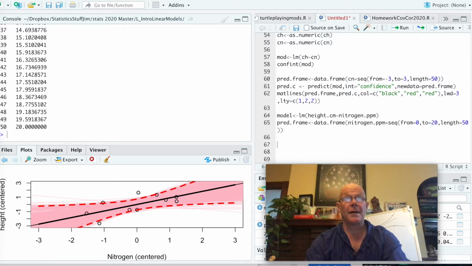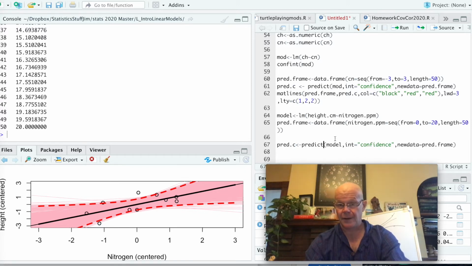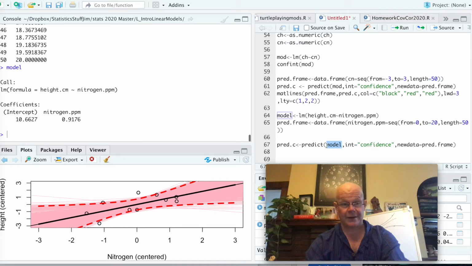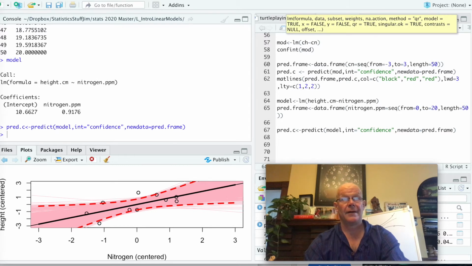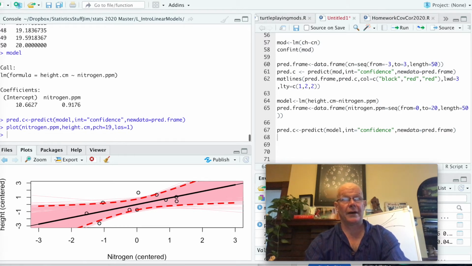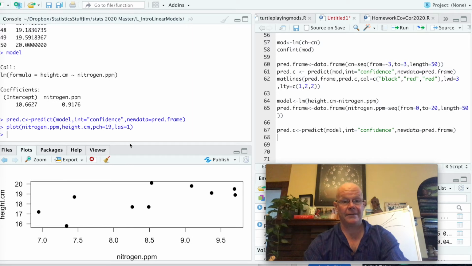And so I can come up with then the confidence interval around that. So I'm going to predict the confidence interval. There's our model. I'm going to tell it that I want the confidence interval, and the new data is these new possible nitrogen values. I do that. And so I can plot our data.